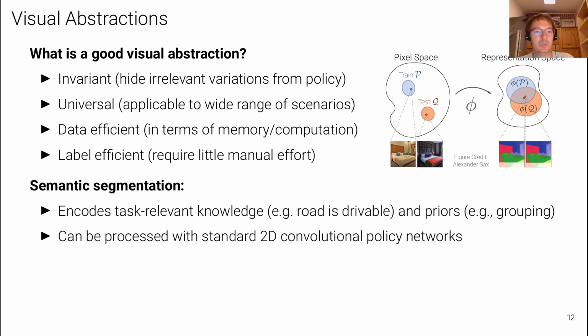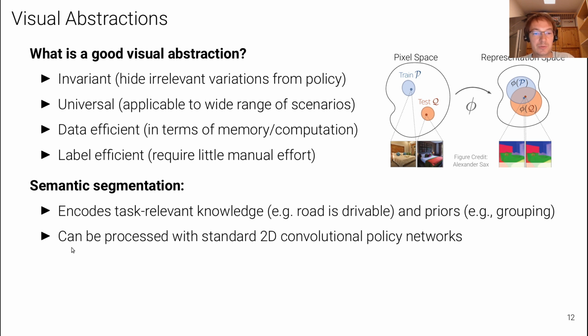In this work, we consider semantics as the intermediate representation, as this has been shown to be one of the strongest intermediate representations in prior works, and as it encodes task-relevant knowledge, for instance, the road is drivable, as well as priors or explicit biases about the world, for instance, in terms of grouping of similar pixels.